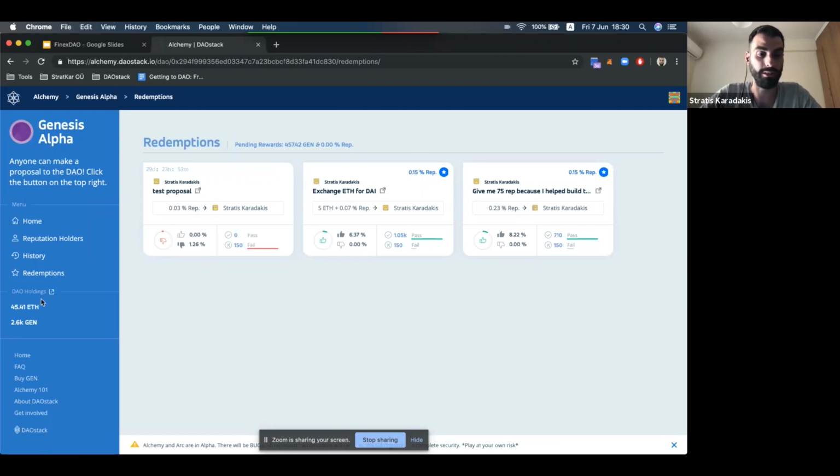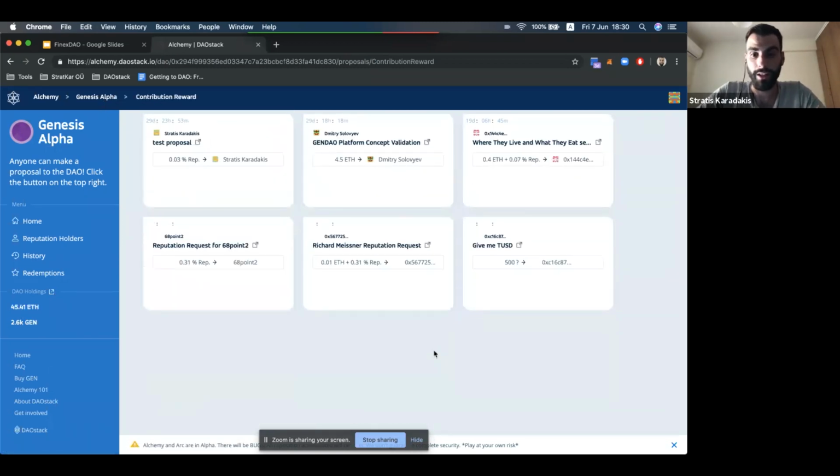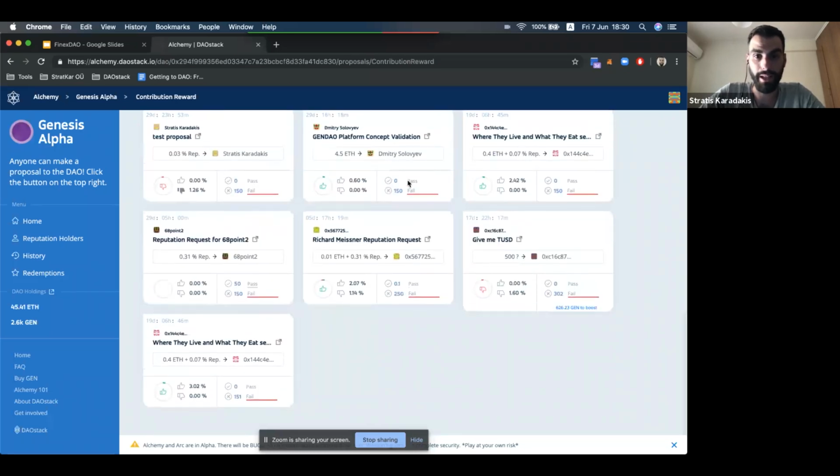Of course, here to the left again, you can see the DAO holdings. The Genesis Alpha DAO currently holds 45 ETH and 2.6K Gen. Something that I didn't mention is that, as you can see here, for every proposal that is made here, you can see this 150 Gen towards fail. This is what we call the DAO stake. The DAO stake is an automatic stake that the DAO makes. And the reason for this stake is to incentivize predictors, because predictors that are interested in staking for this proposal are incentivized to do so, because there is a potential reward of 150 Gen. So it's essentially kickstarting the prediction mechanism here.